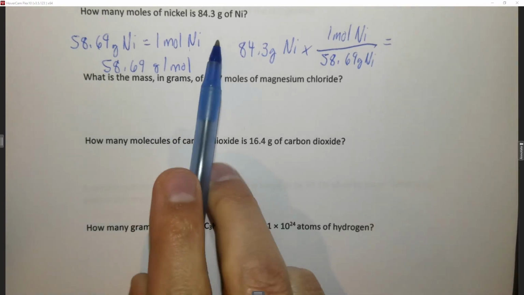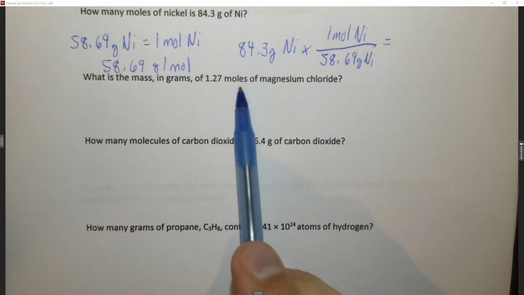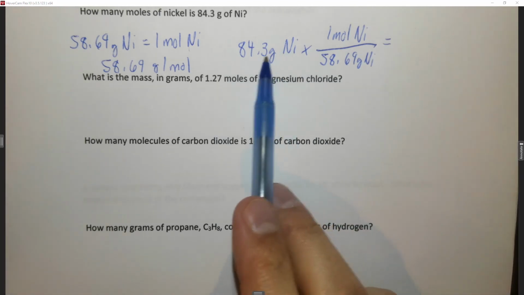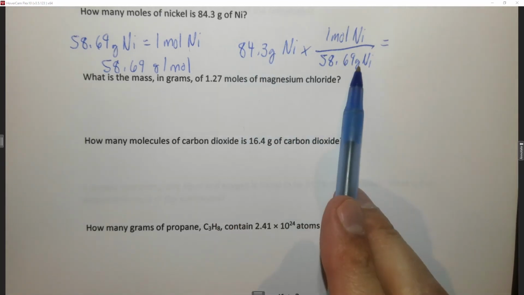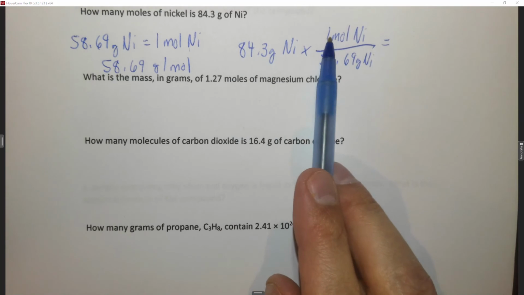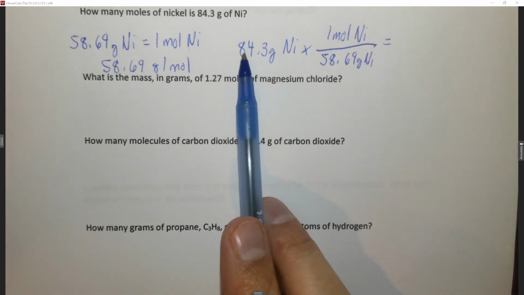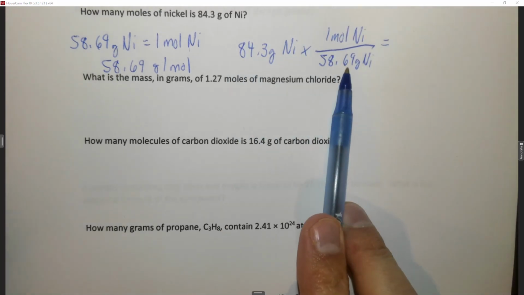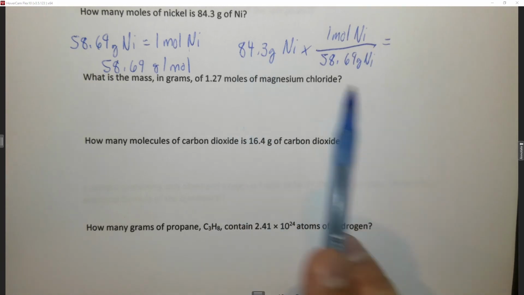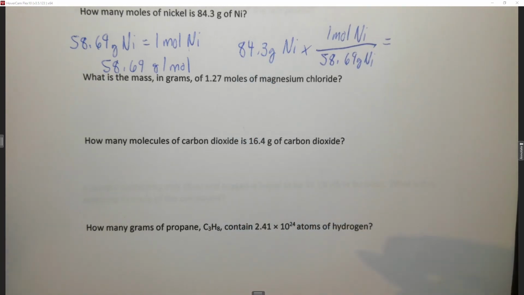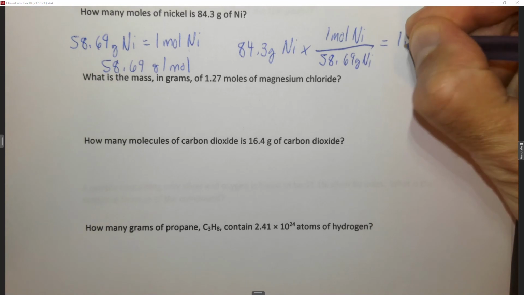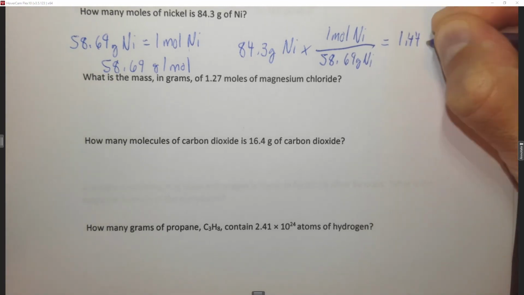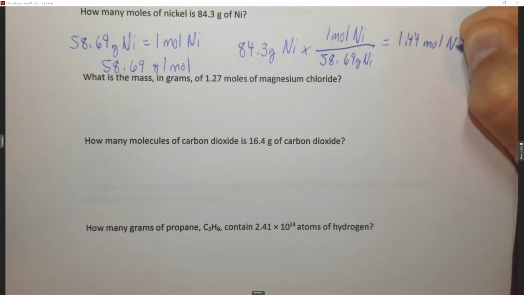Since this is a one-step conversion just from grams to moles, that's all we have to do. So multiply by the top, divide by the bottom. Note that this is 1, so you don't actually need to type that into your calculator. So essentially take this, divide by that. Then, because this has 3 significant figures and this has 4, our answer should have 3 significant figures, and that rounds to 1.44 moles of nickel.